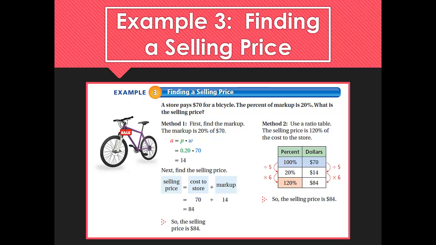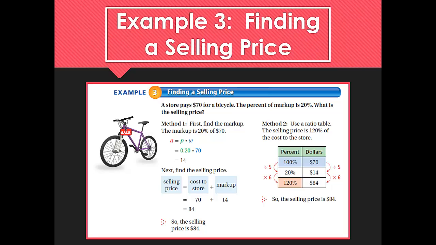For our first method, we're first going to find the markup. The markup is 20% of $70. So we'll use our equation, A equals P times W. Our percent is 20%, or 20 hundredths as a decimal, and we'll multiply that by $70. So 20% times 70, or 20 hundredths times 70, is 14. So our markup is $14.